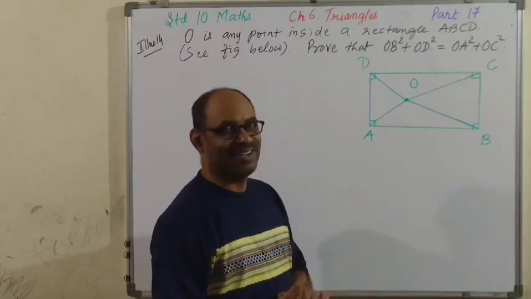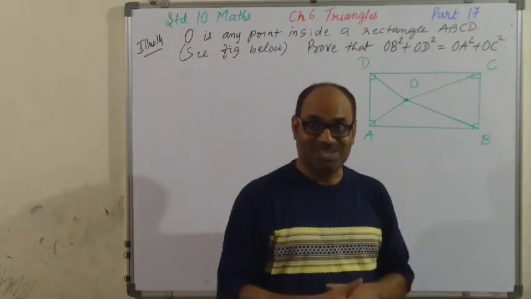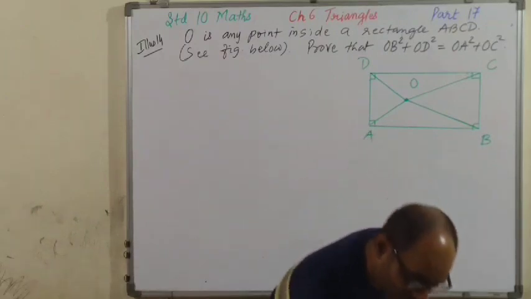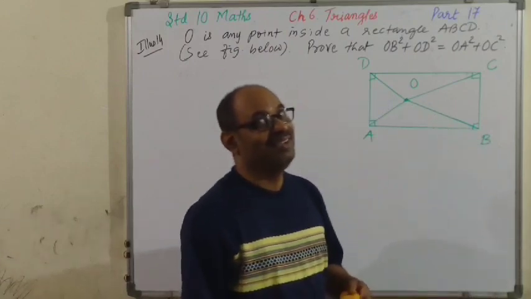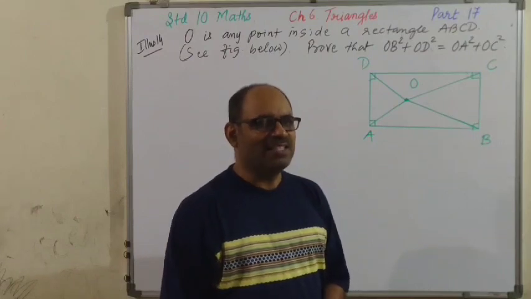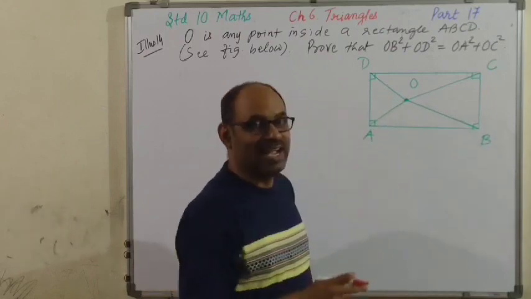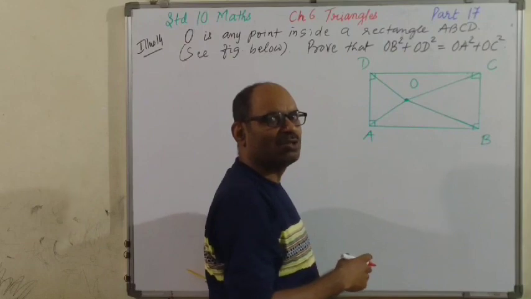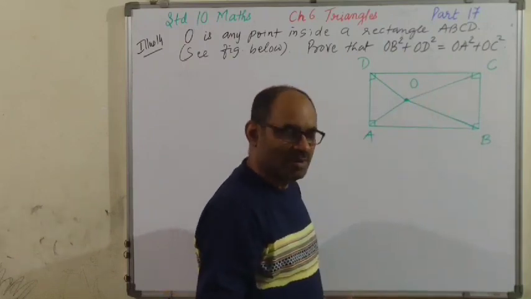If they are not sides of right triangles, they are not going to produce OB square, OD square, OA square or OC square. Are you getting me? So here we need to do something different, something special, and that special is drawing a line through that point inside the rectangle and parallel to AB. So it will be parallel to CD also. Or you may draw parallel to AD, so it will be parallel to BC.